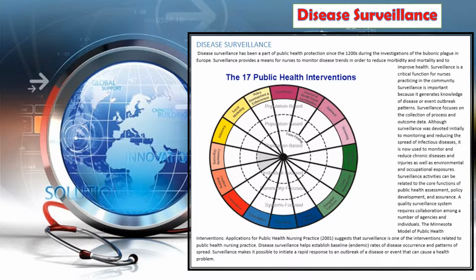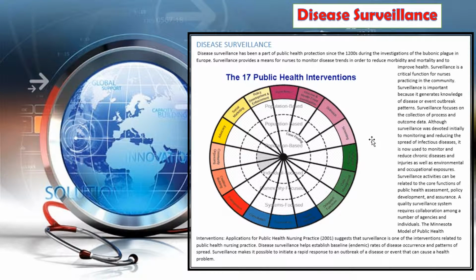What is surveillance? Surveillance activities can be related to the core functions of public health. So I have included what is called an intervention wheel. The intervention wheel includes all the things that a public health nurse does. You can see here, it's really hard to see, but that portion of it is surveillance. Surveillance can be population-based surveillance. You can look at the population and the systems level, and there are different things you can do.